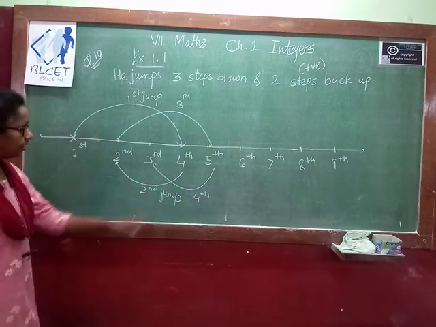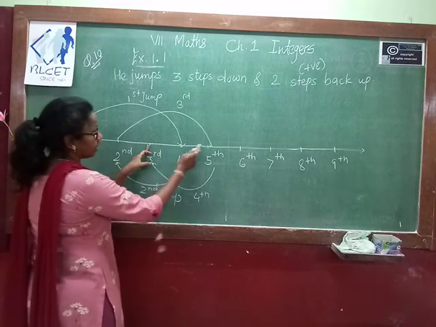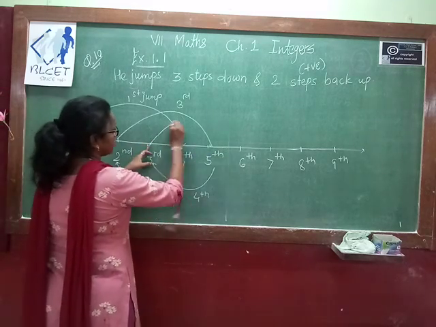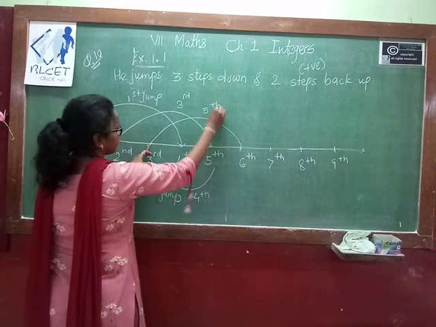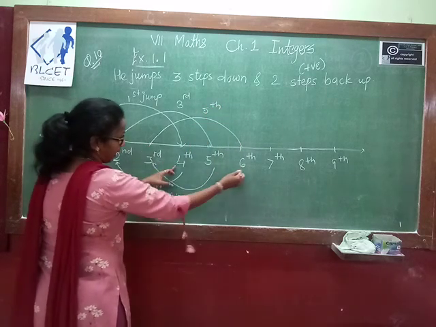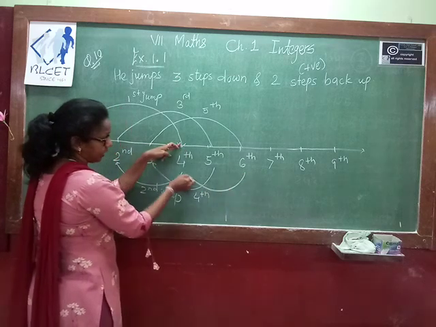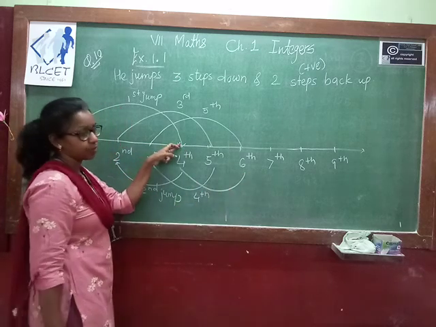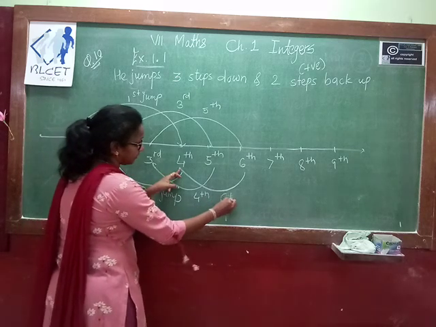Now where is the monkey? On the third step. From here again 3 steps. 1, 2, 3. So this is your fifth jump. Now from here 2 steps backward. So 1, 2. So it reaches over here. 4. 6 minus 2 is 4. Okay. So this is your sixth jump.